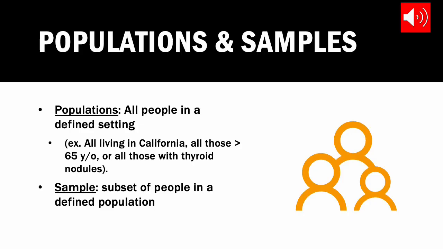So these are just some basic terms that we need to know. Populations are all people in a defined setting. So example would be all living in California, all those over the age of 65, or all those with thyroid nodules. You could expand this, all those with hypertension. Whenever you're talking about a population, you are talking about a defined setting. So you need to define which population you're talking about.